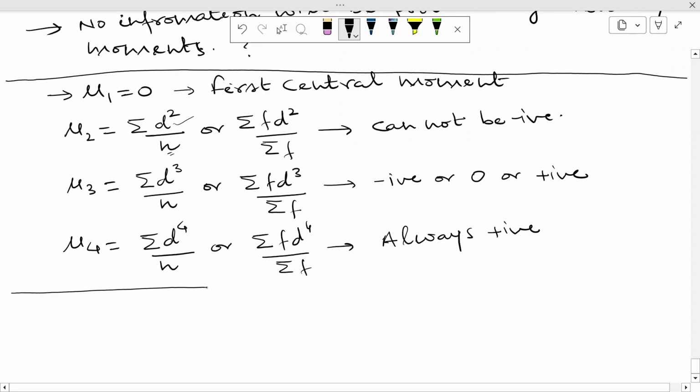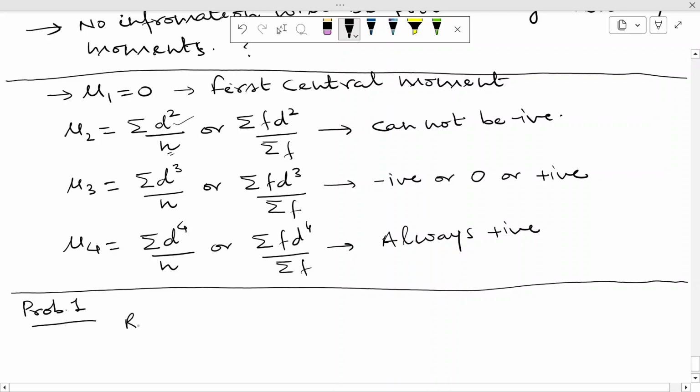Now let us discuss some problems on the moments so that we can have a clear understanding. So let us discuss our problem number 1. Here we are given marks for 5 students. Okay, so we are given the roll numbers of the students as well as the marks. So we have 5 students as 1, 2, 3, 4, 5.